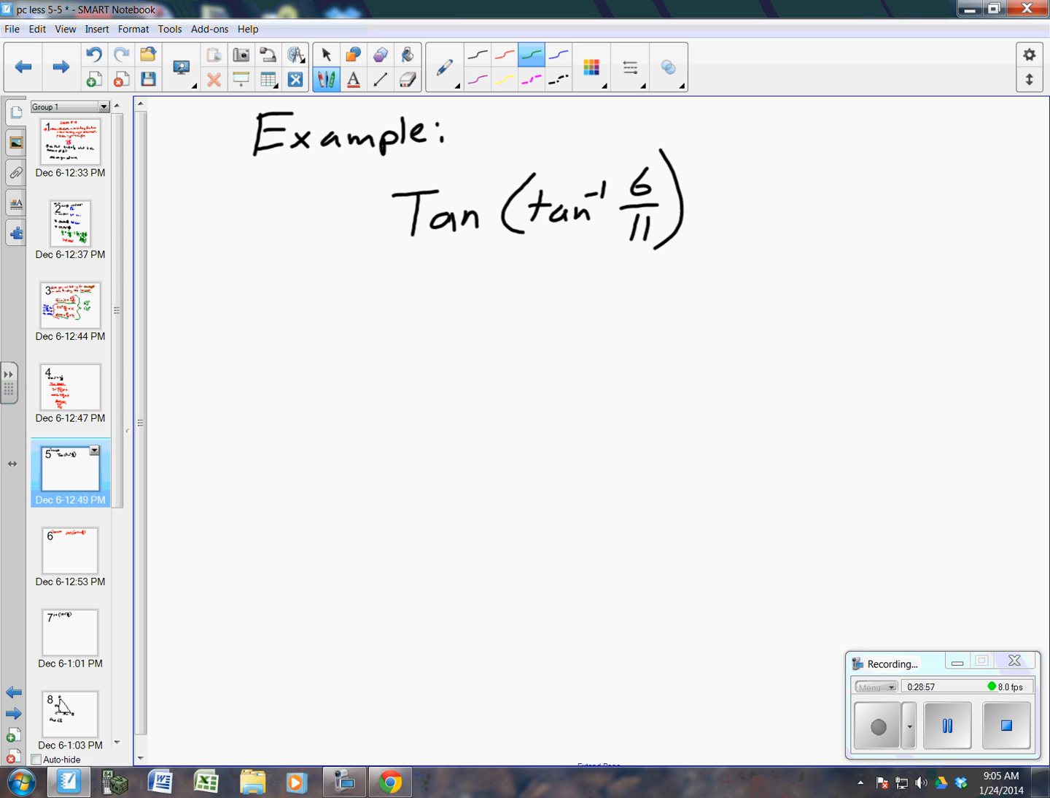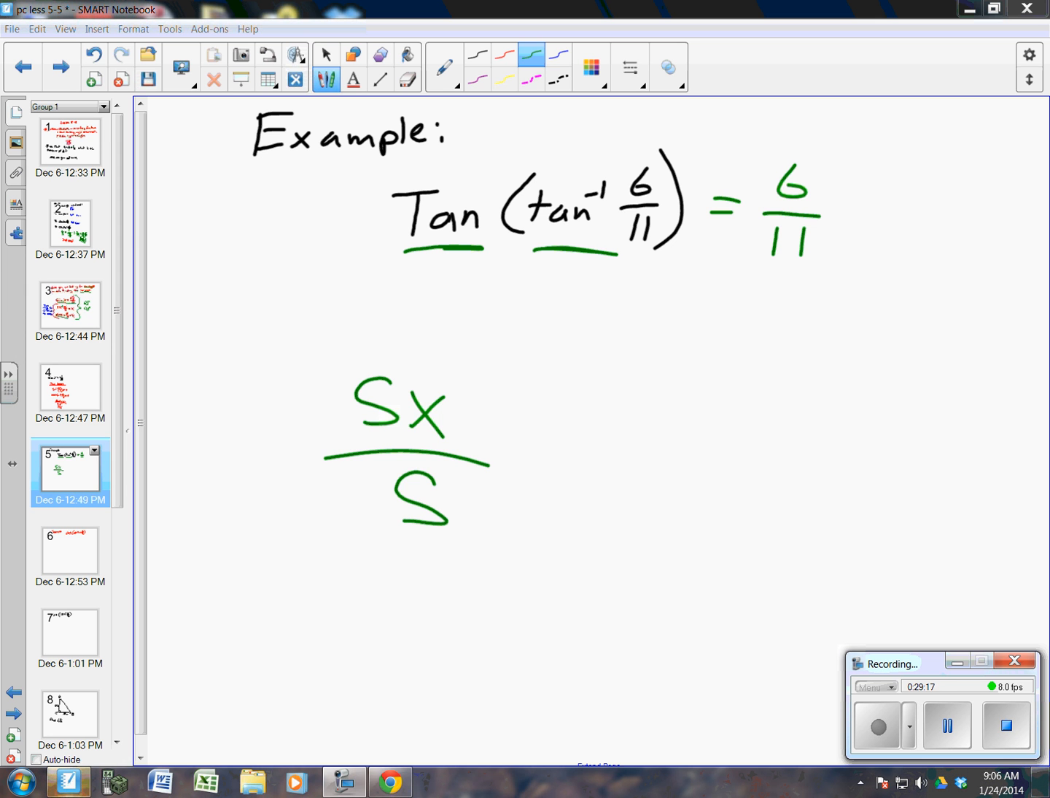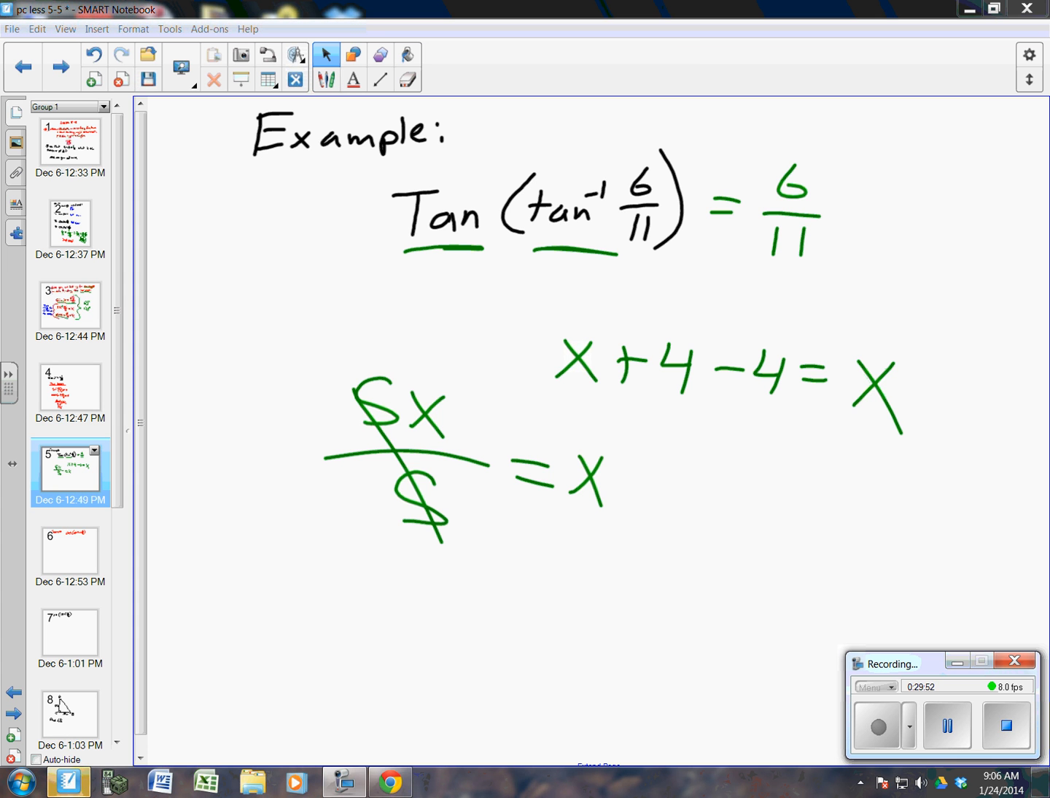Exactly. That's exactly why. You guys, did you hear what Jacob said? The tangent of the tangent inverse, they cancel each other out. They undo each other. Let me give you an example. It's just like this: 5x divided by 5. If I multiply x by 5 and divide by 5, what do I get? I get x because these two undo each other, right? If I go x plus 4 minus 4, what do I get? X, because 4 minus 4 cancel each other out, right? Just like addition and subtraction are inverse operations, multiplication and division are inverse operations. Taking the tangent and the tangent inverse are inverse operations. They undo each other. The answer would be 6/11.